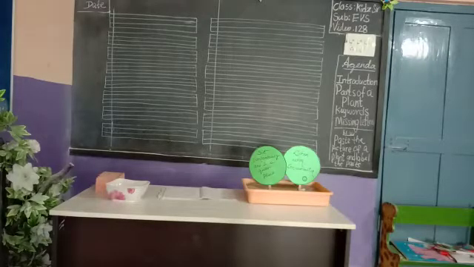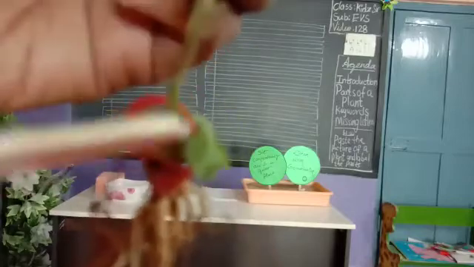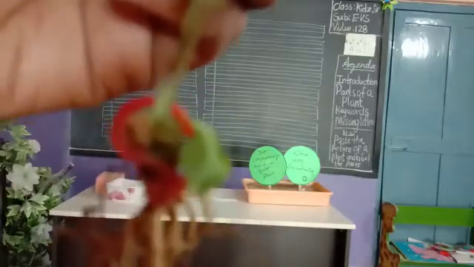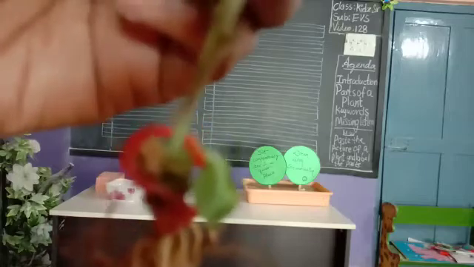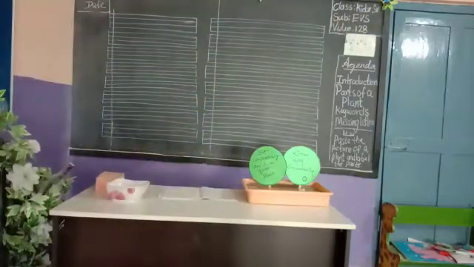Yes, very good. Now, what is this? You can see here. What is this, children? It is the stem. It is the stem of a plant from which leaves grow.